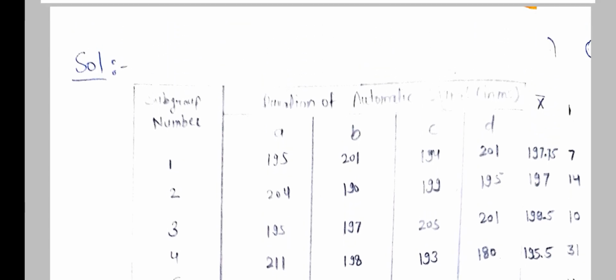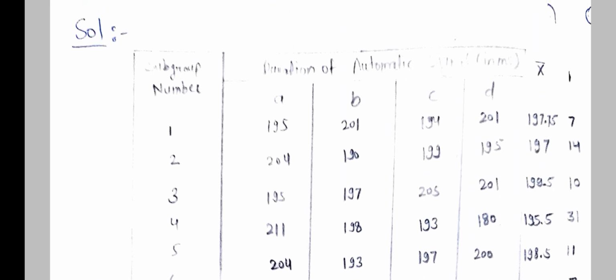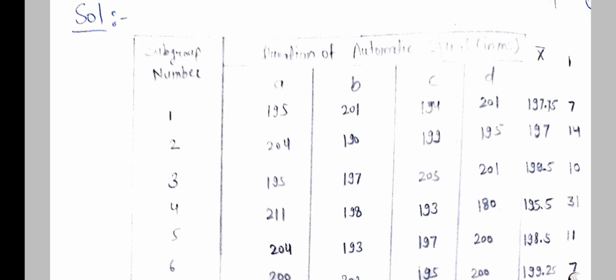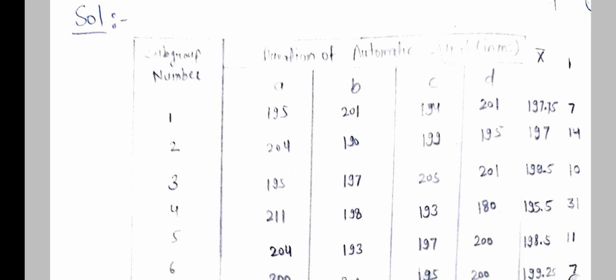So first we have to draw a table, with the subgroup numbers and the durations of the automatic signals A, B, C, D, and then we will find the x bar and R in the last two columns. For x bar we simply add all of 195, 201, 194 and 201 and divide by 4, and we get 197.75 in the x bar column.